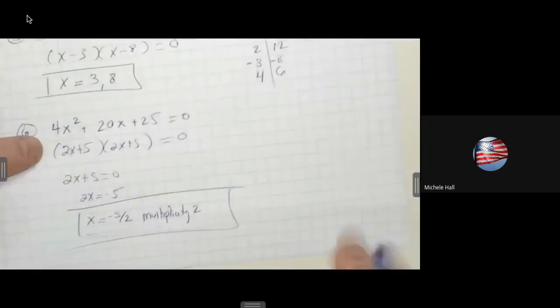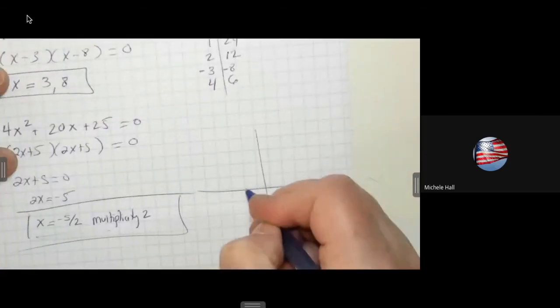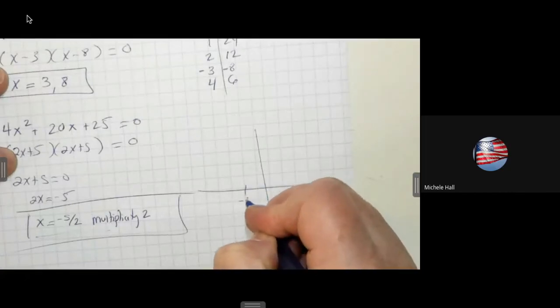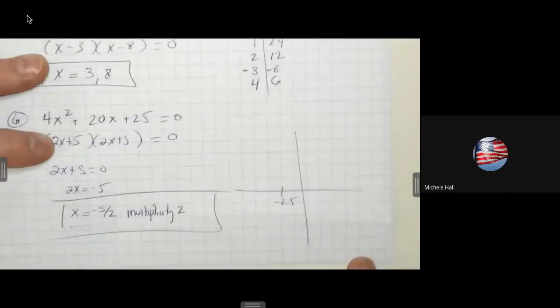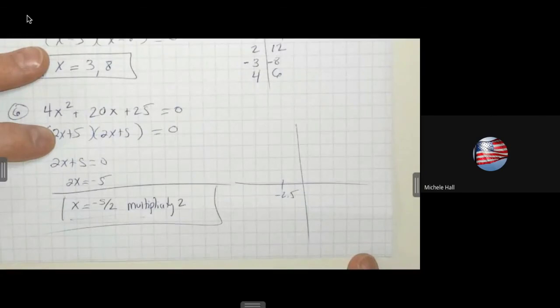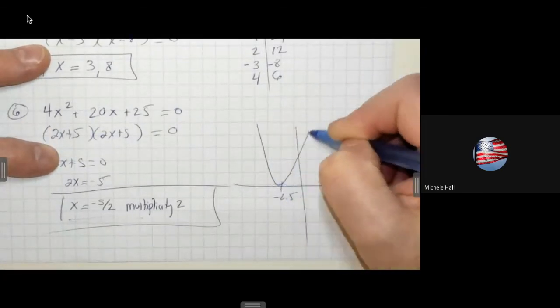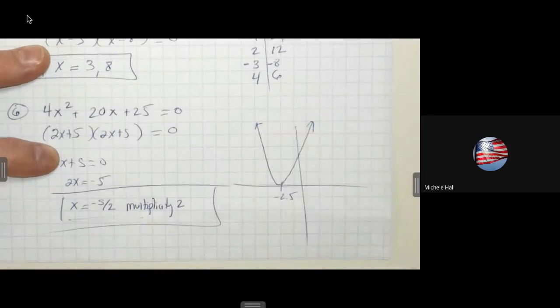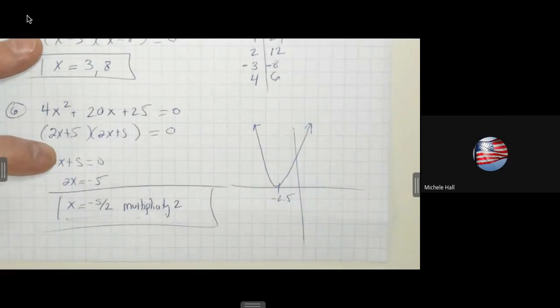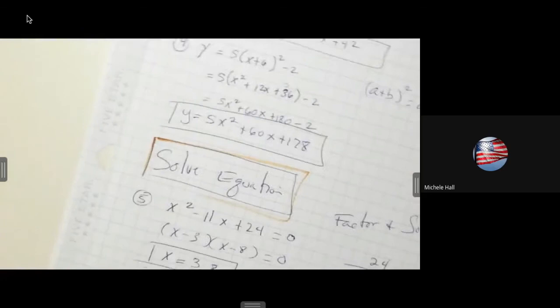So what does that mean then? You don't have to graph it, but it's at negative 2.5. What does that mean for the parabola? It means that it's coming down and it's bouncing off. Those are words we're going to be using in the next chapter. When you have an even multiplicity, it approaches the axis and then bounces off. Odd ones go through, but you don't need to know that right now.